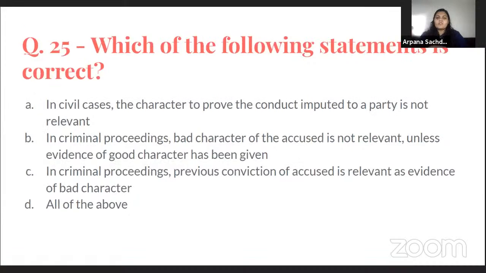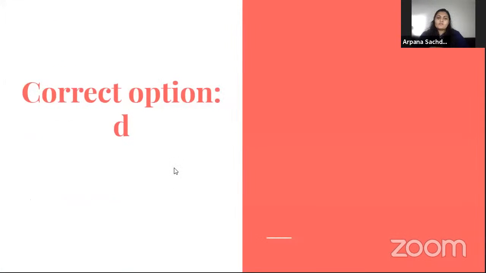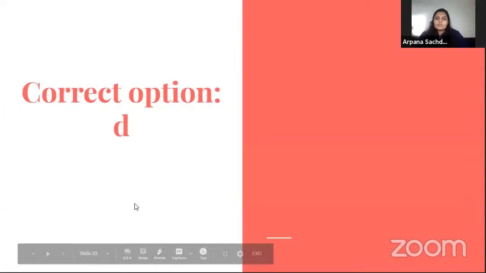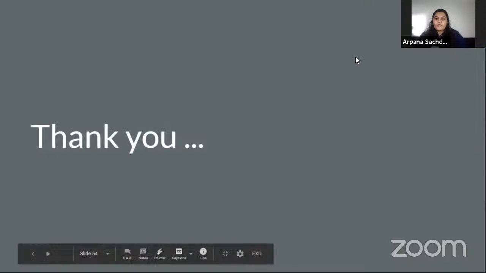Okay, the time is up for this question. The correct option for this is option number D, that all the statements A, B, and C are correct. So this was all about the quiz on the Indian Evidence Act. Thank you all, and thank you for participating. I guess many of you have given the correct option, and now Anu is going to declare the result.